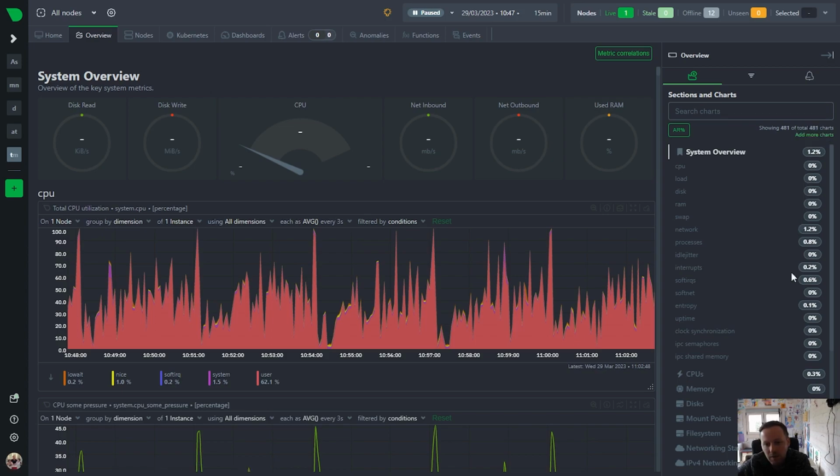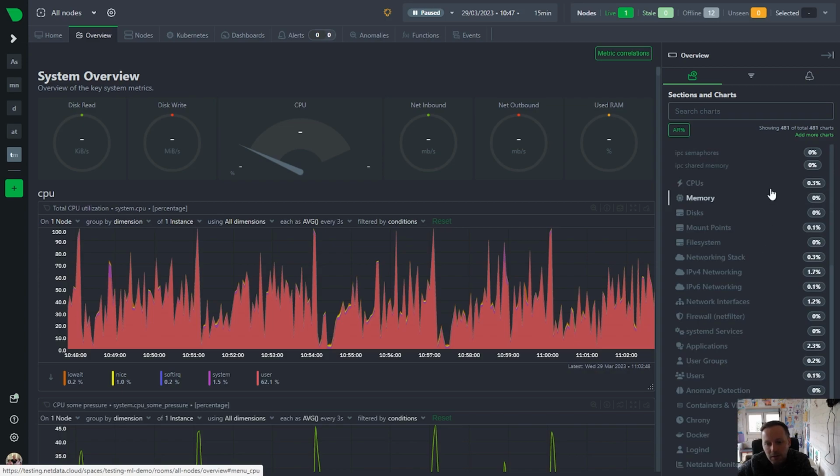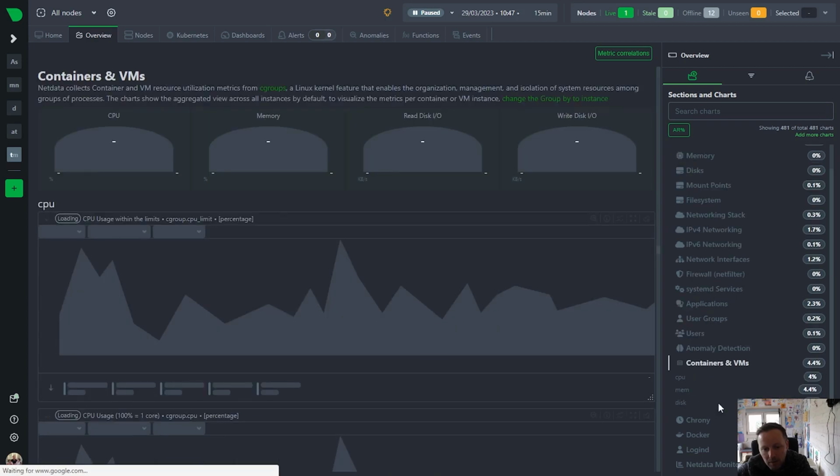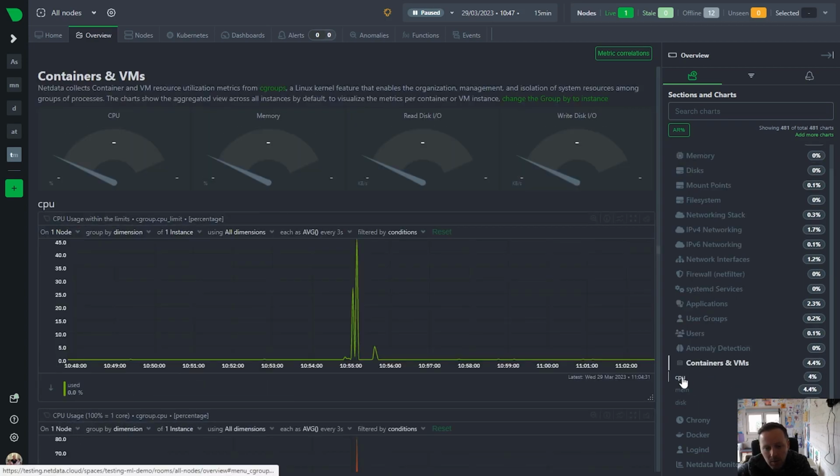And so the idea here is you can quickly see where in your dashboard your anomalies might be. So here, for instance, I can see containers and VMs was 4%. And to keep things clean, it times out after a little while, so you can just press it again if that happens. So in containers and VMs, we have this 4.4%, which is cgroup memory usage. So I can drill in here and look at cgroup memory usage.